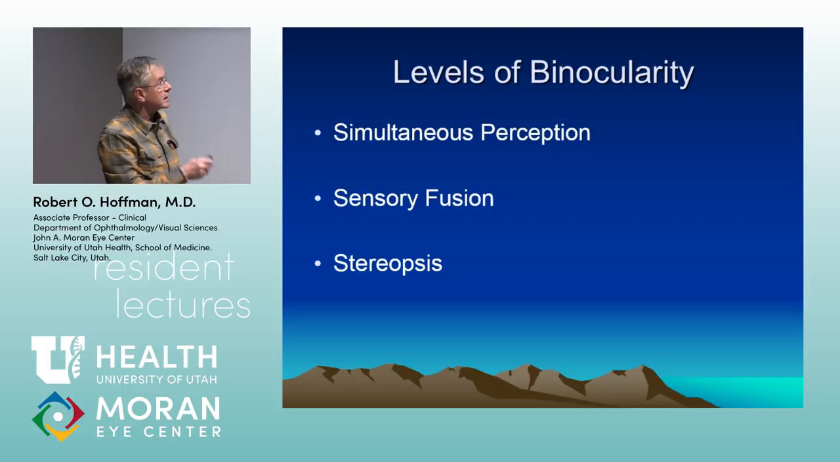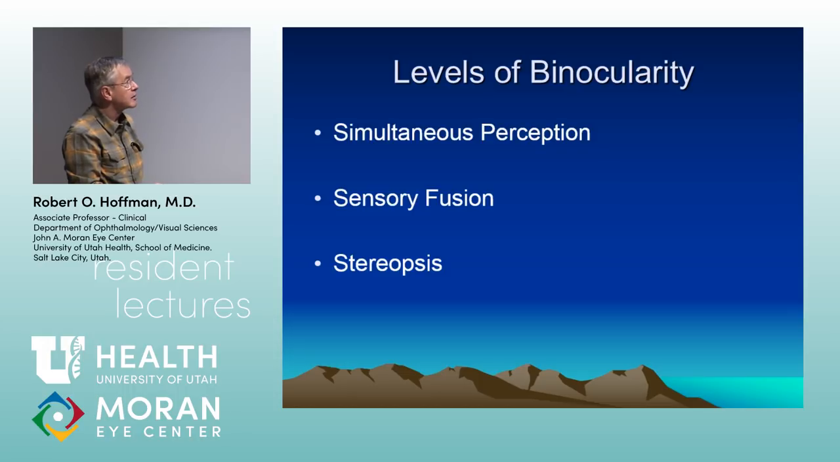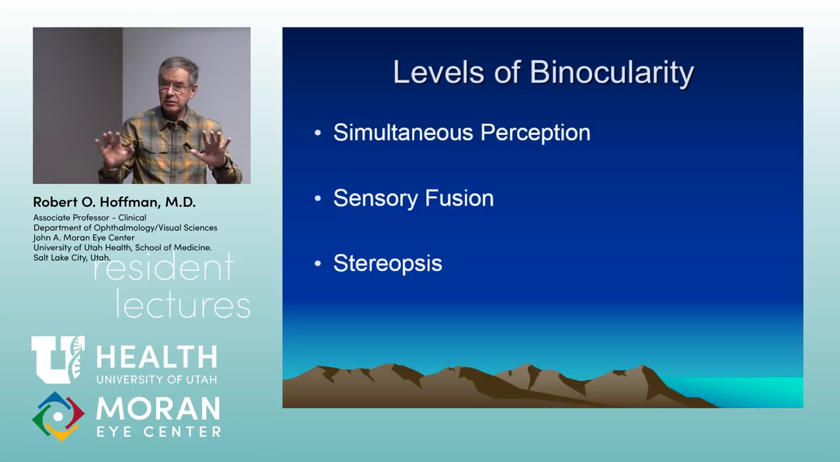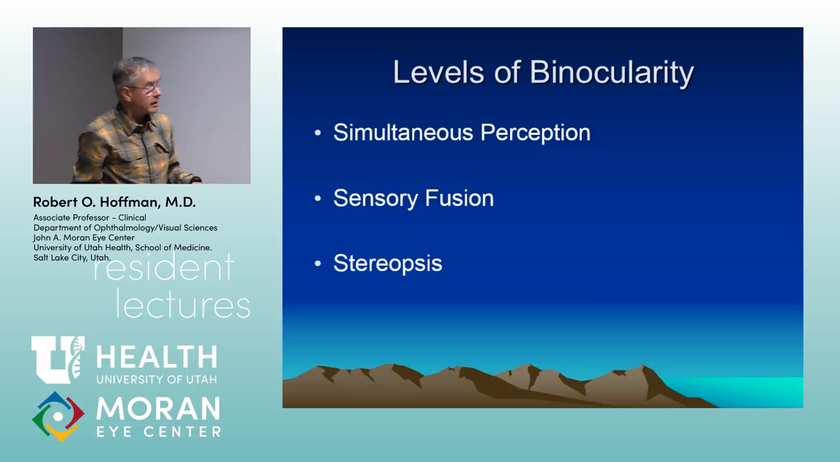Now, let's look at levels of binocularity and sidestep for a second. And there are sort of three levels we're talking about here. One is simultaneous perception. I'm seeing something at the same time out of two eyes. In fairly dense amblyopia, you can do that. The other is I can take the two images and put them together. And the third is I can tell subtle differences in where things are in space, stereopsis.